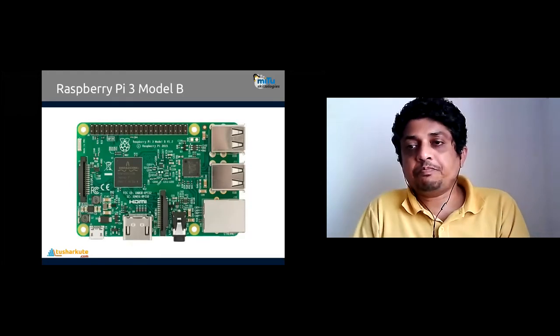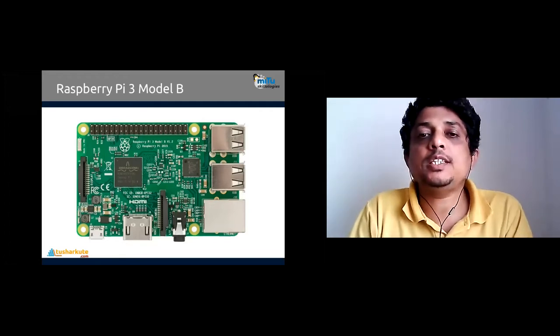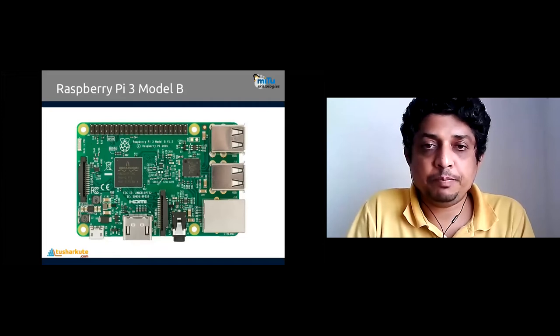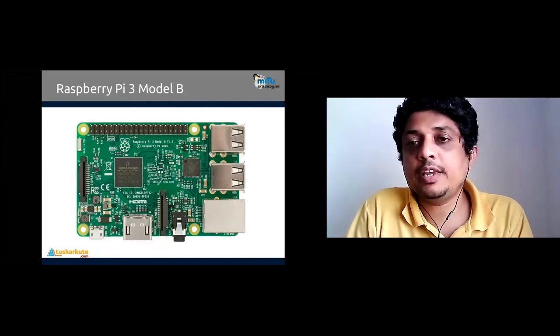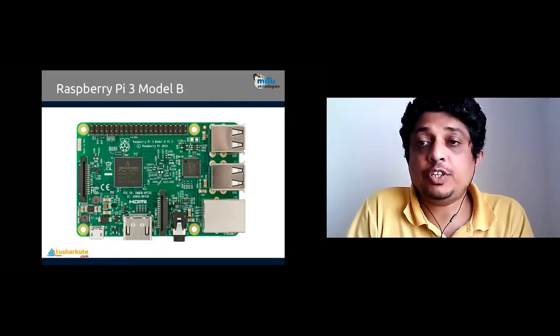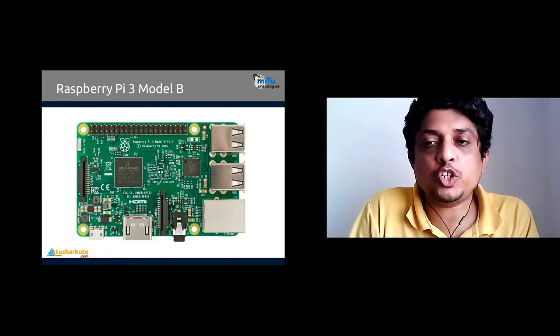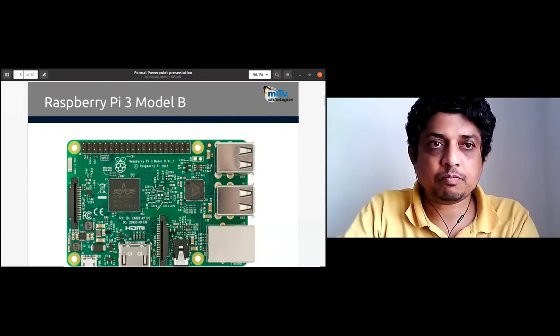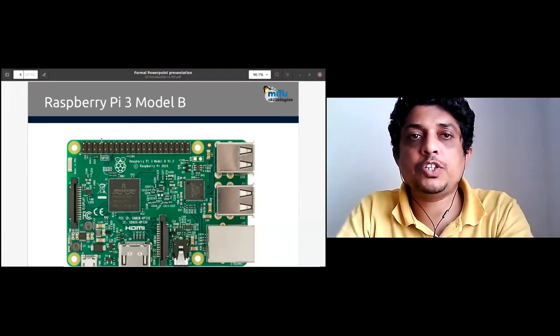Yeah. So what is the Raspberry Pi? You can see the model which is shown over here. It's a Raspberry Pi 3 Model B. Actually, the current Raspberry Pi 4 is also available. Okay. Before that, I'll show you their website. Let's check their official website.